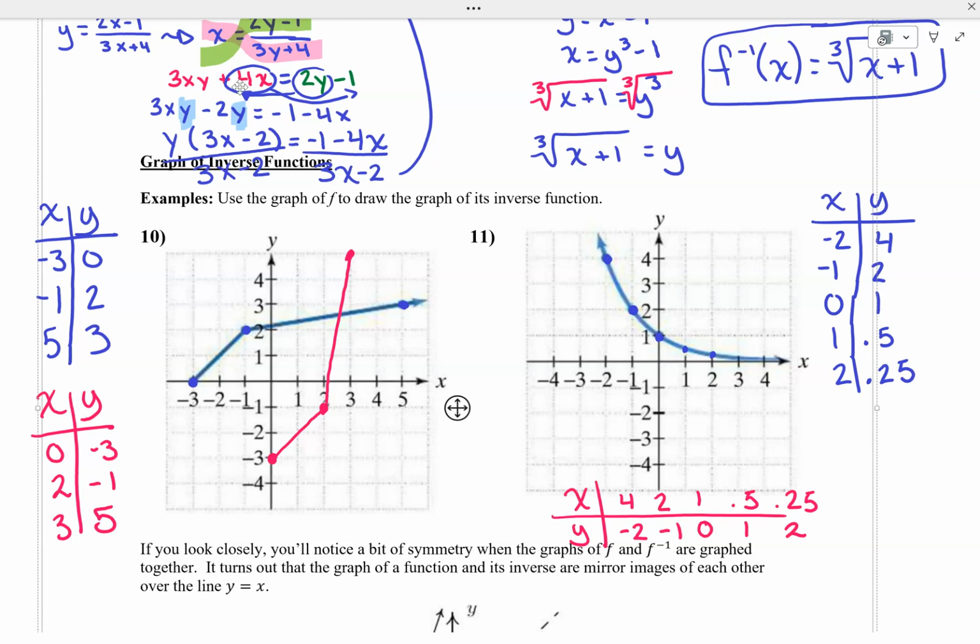Okay, so let's look over here at the next one. (4, -2), (2, -1), (1, 0), (0.5, 1) maybe, like right there. (0.25, 2) maybe right there. So as you can see, it's going to get close to this, but not touch it. However, I would like to take it a little bit of a step farther.